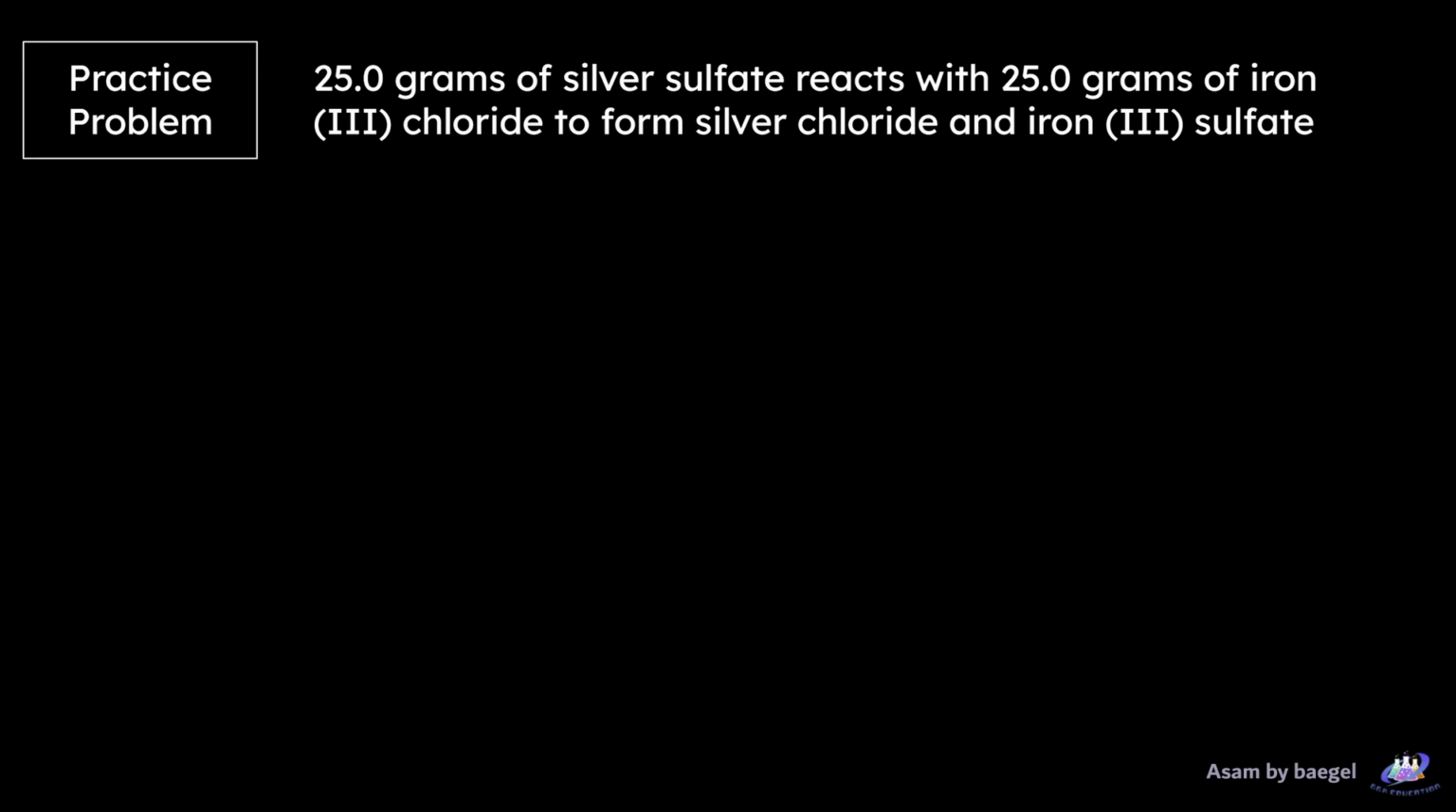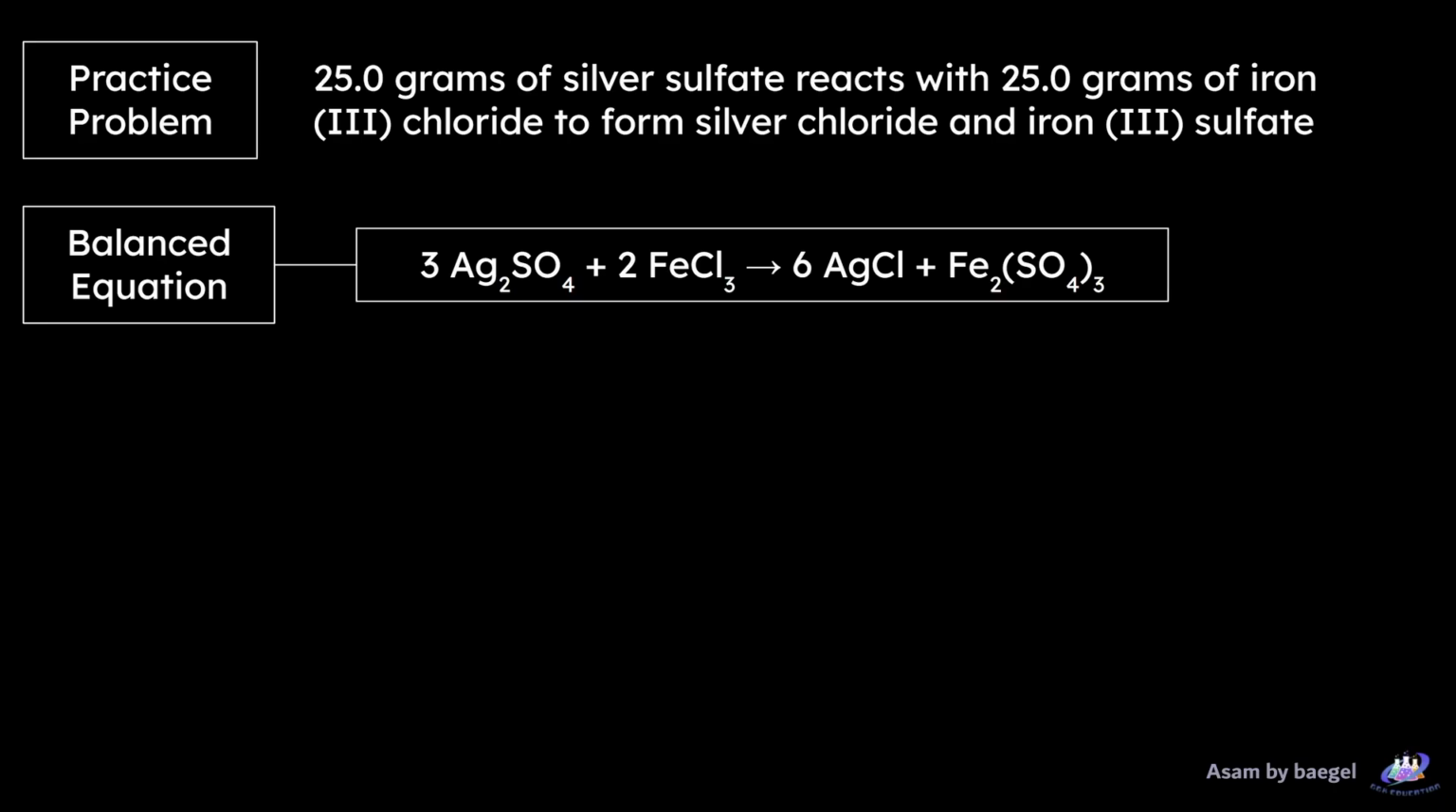In this example, we are told that 25 grams of silver sulfate react with 25 grams of iron 3 chloride. This produces silver chloride and iron 3 sulfate. So, an example of a double replacement precipitation reaction. Looking at the balanced equation, we can see that for every 3 moles of silver sulfate, we'll need 2 moles of iron chloride. And this will produce 6 moles of silver chloride and 1 mole of iron 3 sulfate.